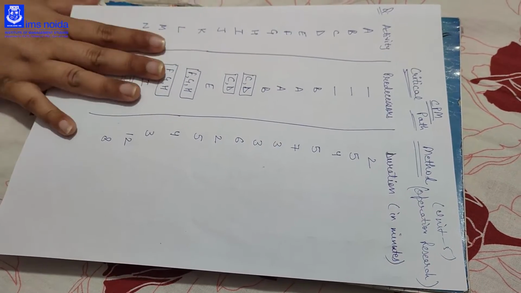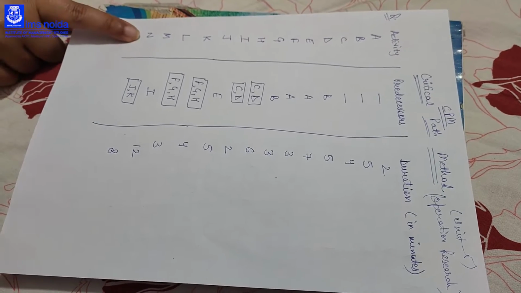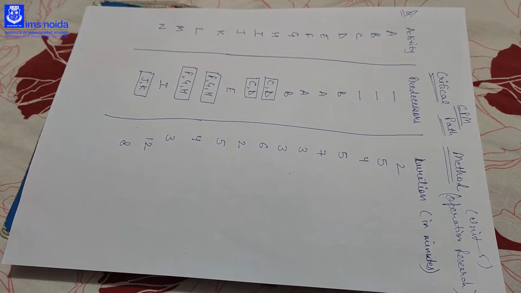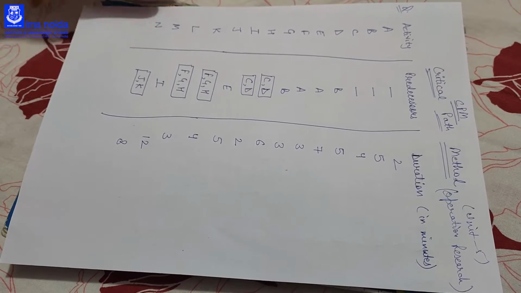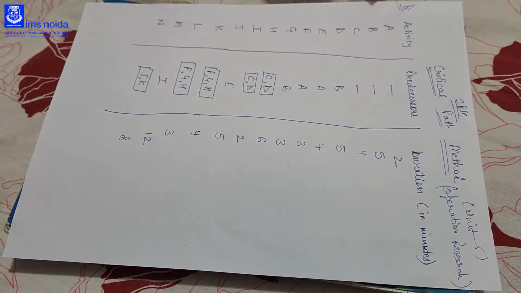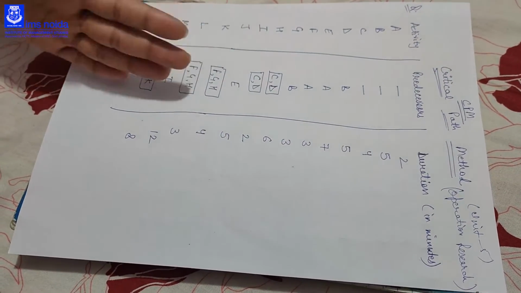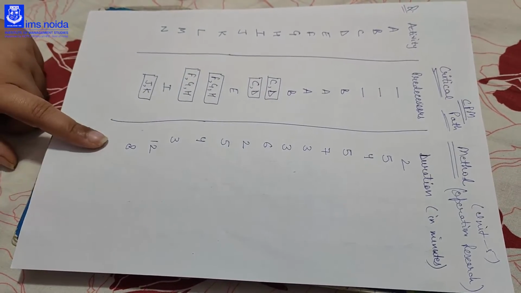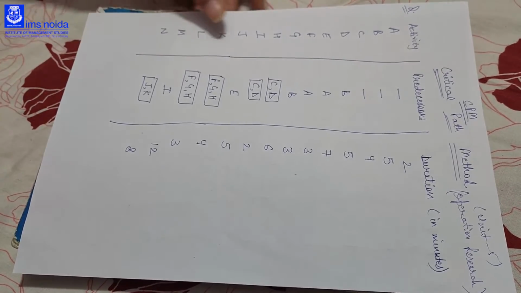In the university, you will get this type of question, where you will have the column of activity, then predecessors, and then duration. We have to make the critical path for this question. Here you can see there is an activity from A to N, then there are predecessors in front of every activity, and then there is a duration in front of every activity. So let's start the question and see how we can solve it.